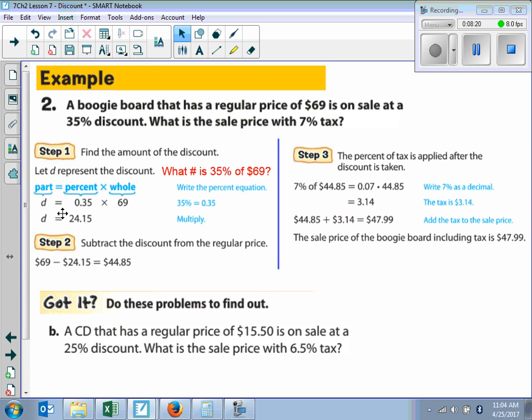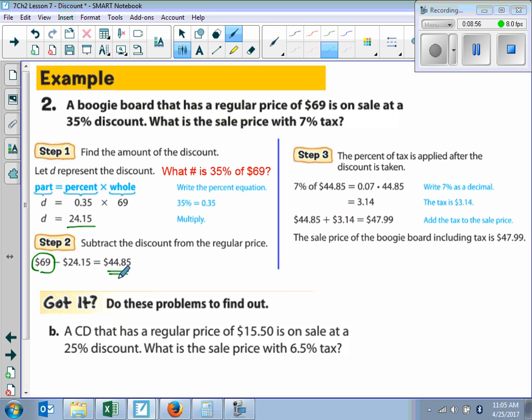So we're finding the discount, so D equals 35%, 0.35 times 69. So that's going to give us $24.15, which is the discount. Once you find that discount, then you're going to subtract from the original amount. So $69 minus the discount gives me the $44.85. Is everybody clear? Now, this is the amount that you're going to add tax to.